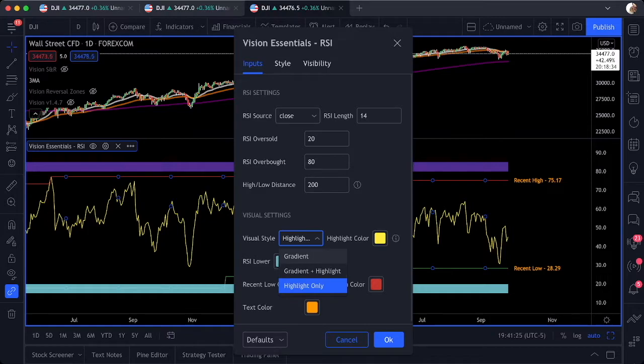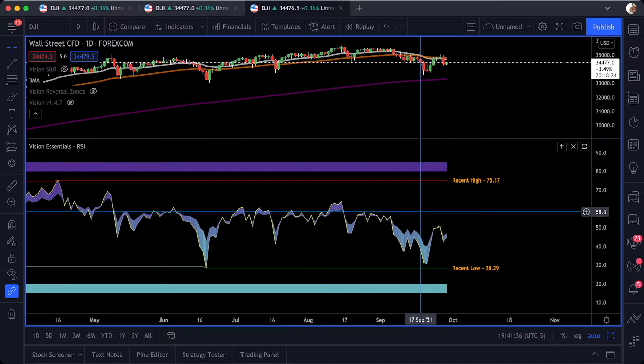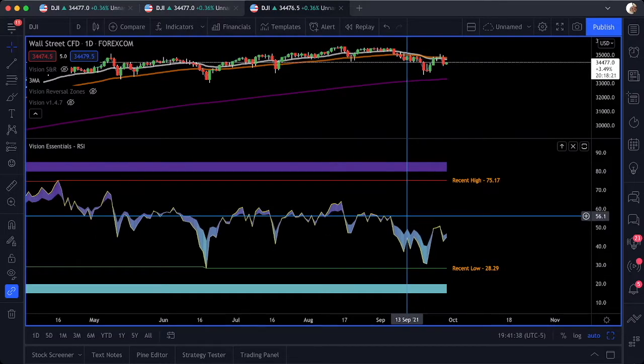So if you're not a fan of the gradient, you can always change it. Because are you using the reversal zones very much on the Dow Jones one or no? I am a little bit. I'm actually still getting used to it.